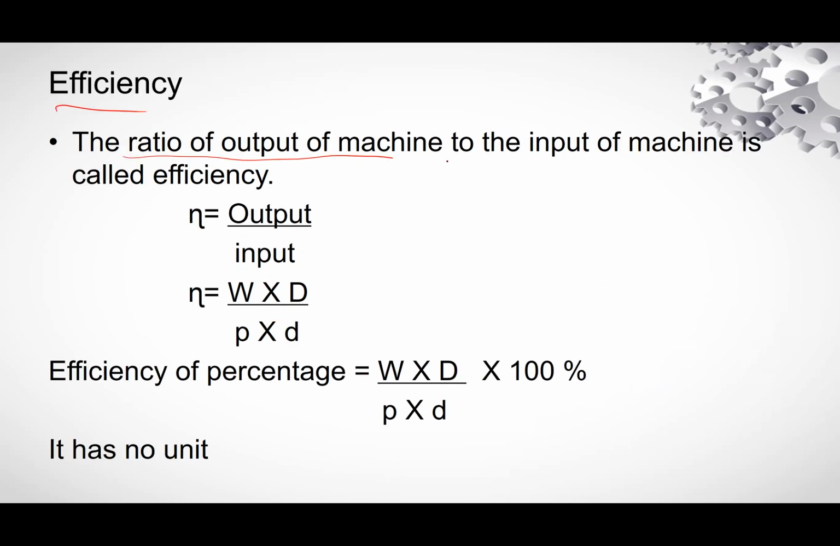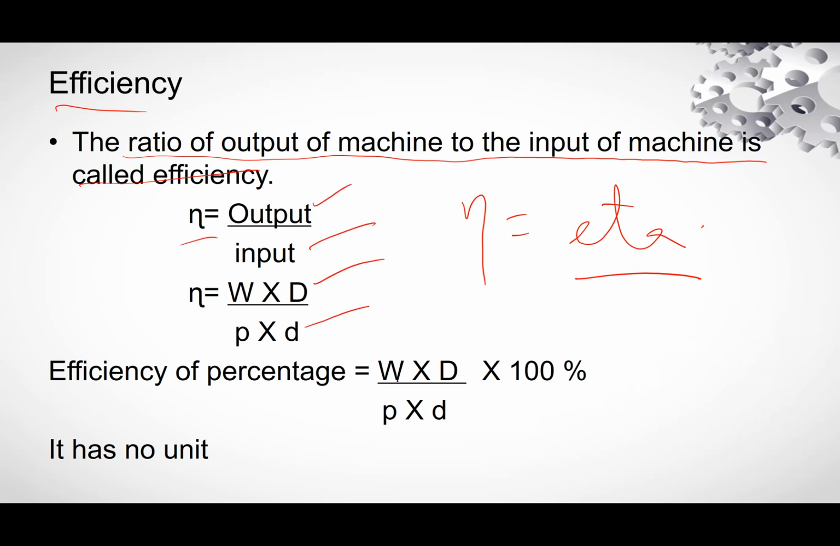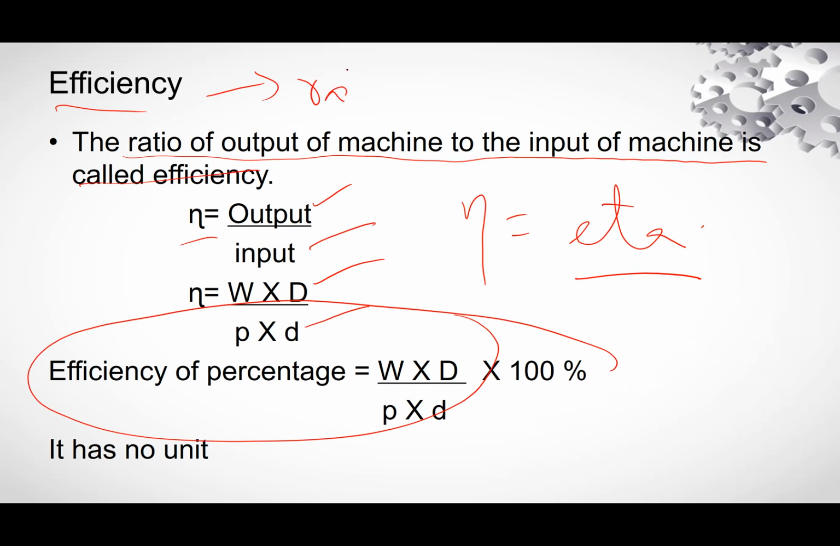Efficiency, the ratio of the output of a machine to the input of a machine, is called efficiency. This symbol is called eta. It represents efficiency: output over input, and it is in percentage. It has no unit because it is a ratio.